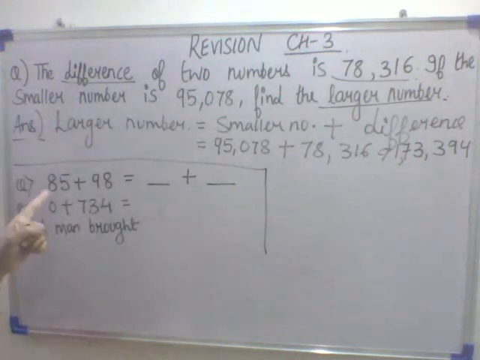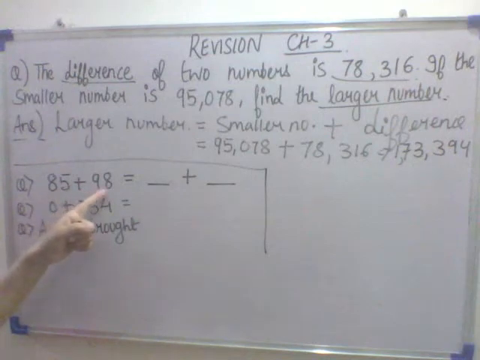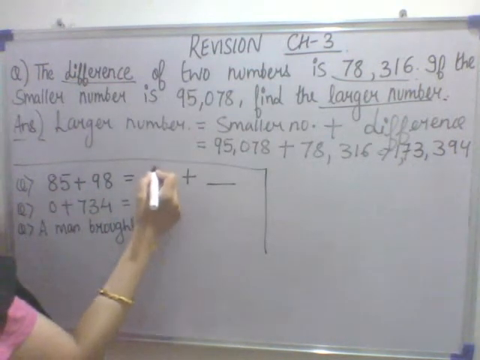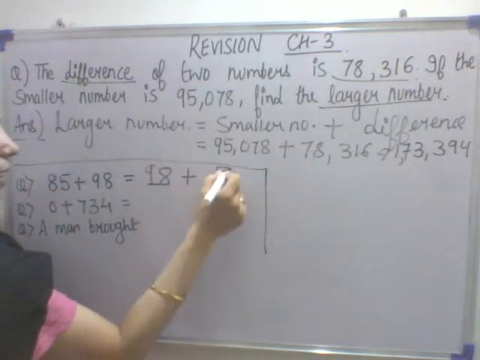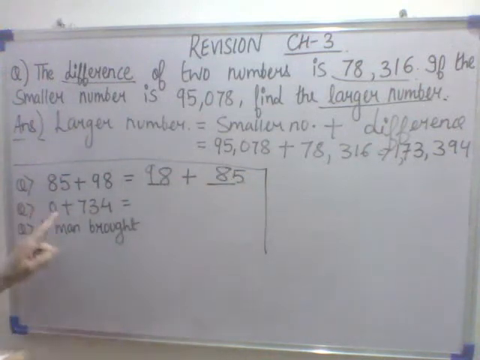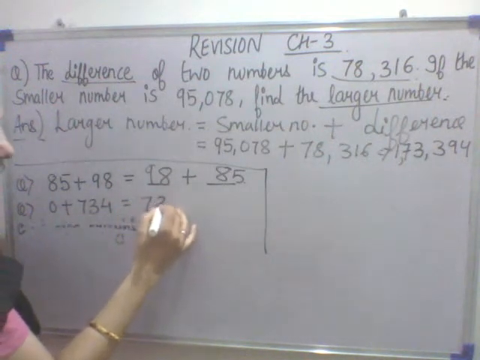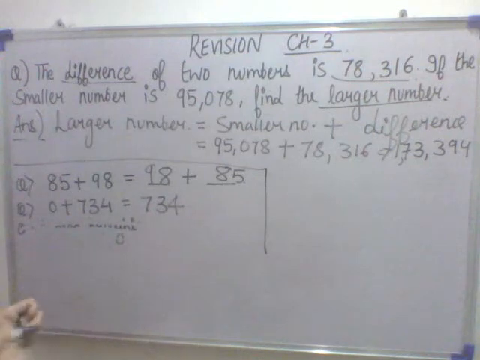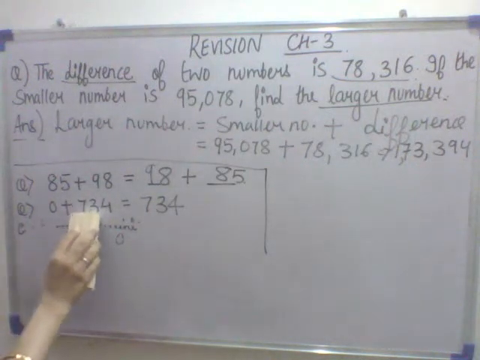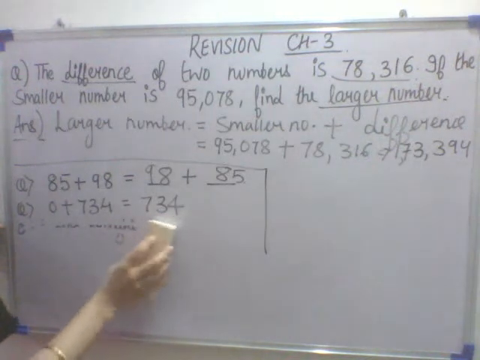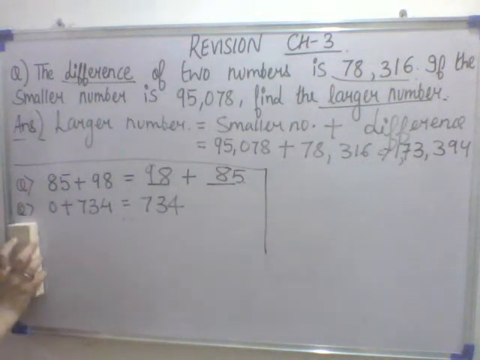The first one, 85 plus 98, will be equal to 98 plus 85. Second question, 0 plus 734 will be equal to 734 only. If we add any number with 0, the answer will be the number itself. So the number is 734, so it will be 734 only.